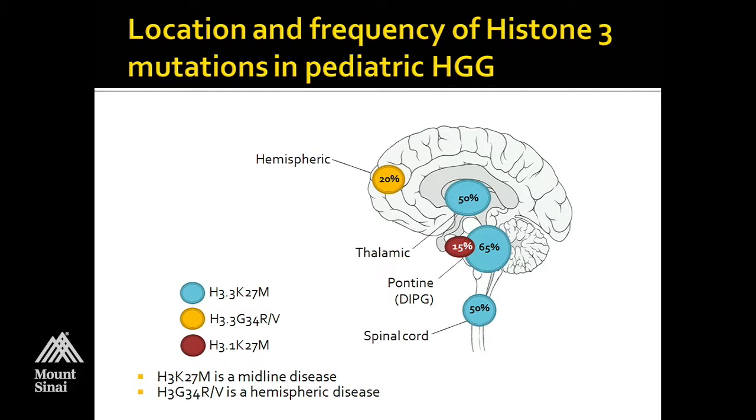And obviously from a basic science and tumorigenesis perspective, it raises all kinds of questions about cell of origin and what are the differences between the cells that are going to form these midline structures versus the hemispheric structures that are going to make them susceptible to mutation in one histone gene or another.